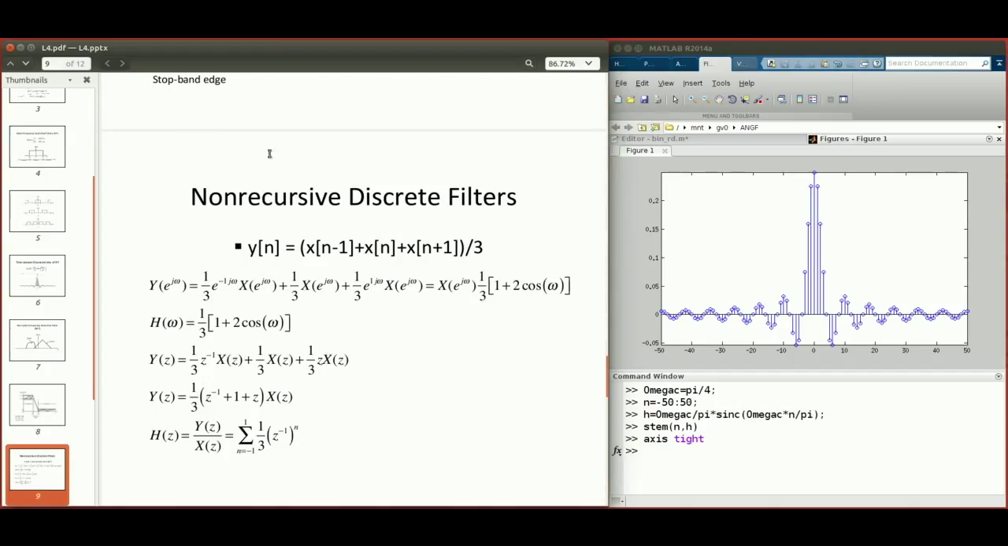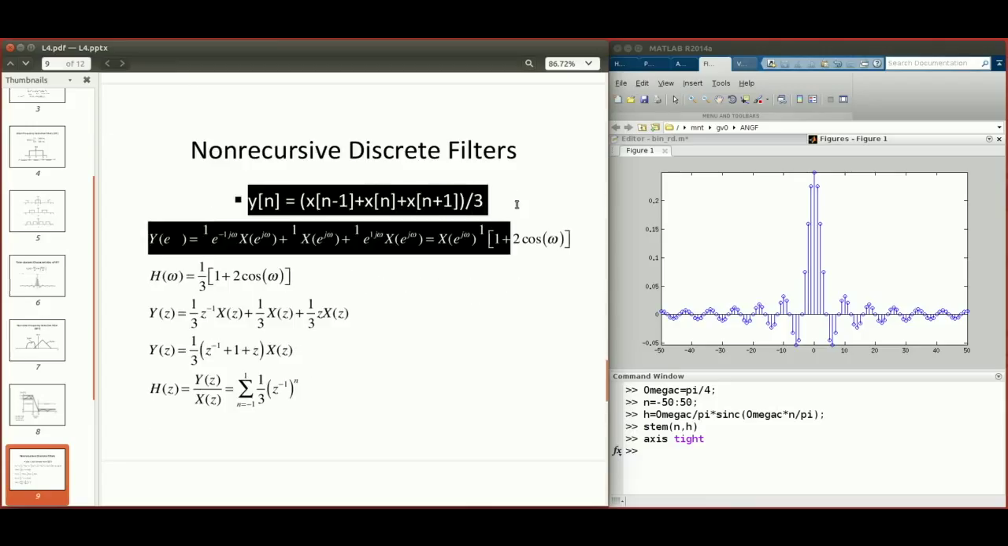One is called a non-recursive, and you can imagine what's the other. The other is called a recursive. And what's actually the distinction between non-recursive and recursive? You're going to understand the distinction after we talk about some examples.